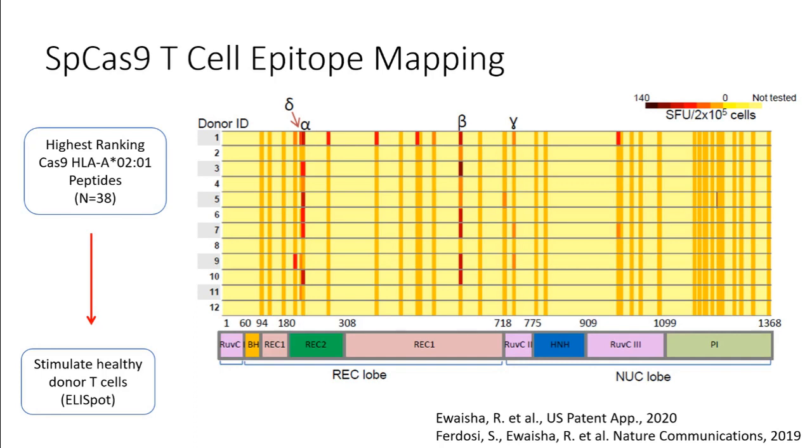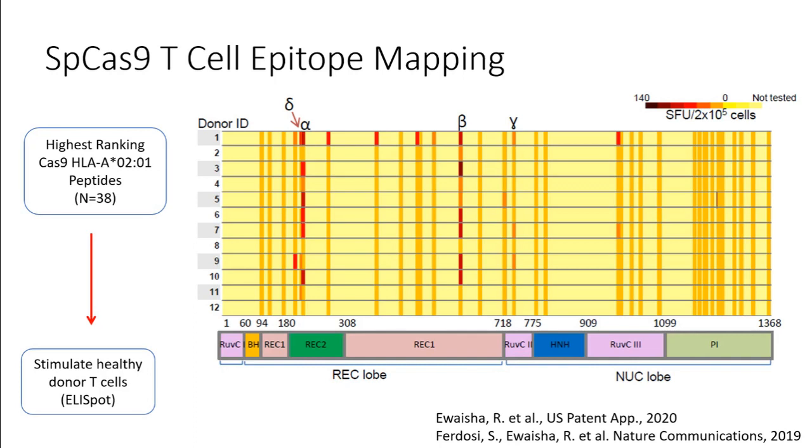We then synthesized the top 38 predicted peptides and used them to stimulate healthy donor T cells from 12 donors, and detected the response by an ELISpot, which is an assay that measures T-cell immune reactivity. So this heat map here shows the results of these ELISpot experiments.